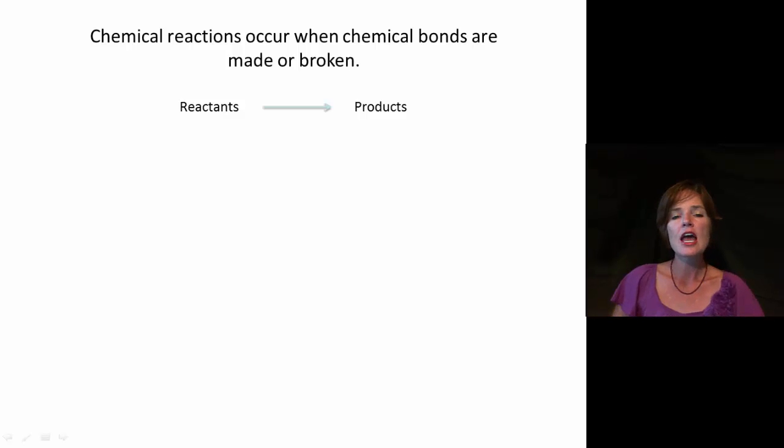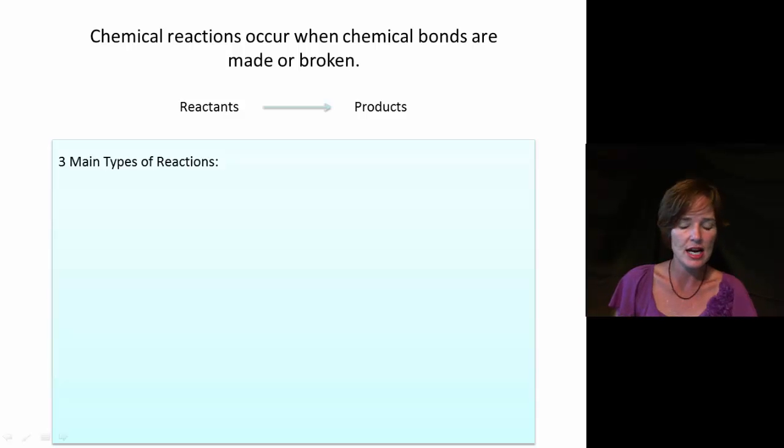So reactants and products is the way that we refer to what we start with versus what we end with, and we always have to pay attention to the arrow because the arrow is going to point to what we get in the very end. So it will always point to the products. The reactions that we have are going to be divided into three main types.